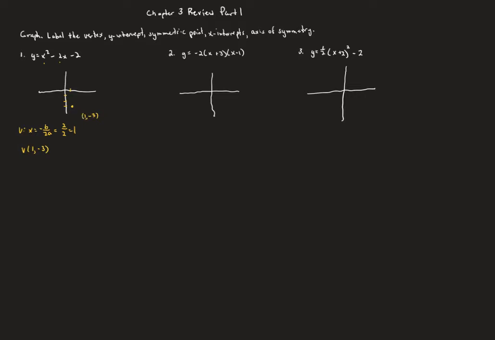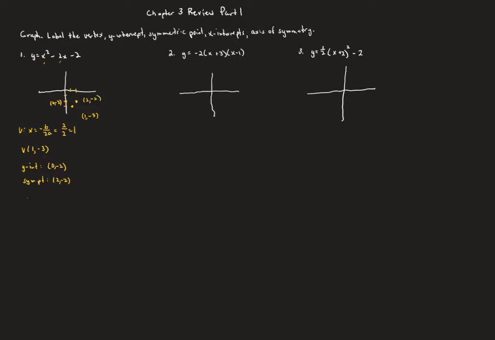Then we're going to find the y-intercept. So to find the y-intercept, we're going to plug in 0 for x. And when we plug in 0 for x, we'll get negative 2. So we'll label that point 0, negative 2. The symmetric point is going to be on the other side of the vertex from the y-intercept. So using the symmetry of the parabola, we can see that there'll be another point at 2, negative 2. That's what we're going to call our symmetric point.